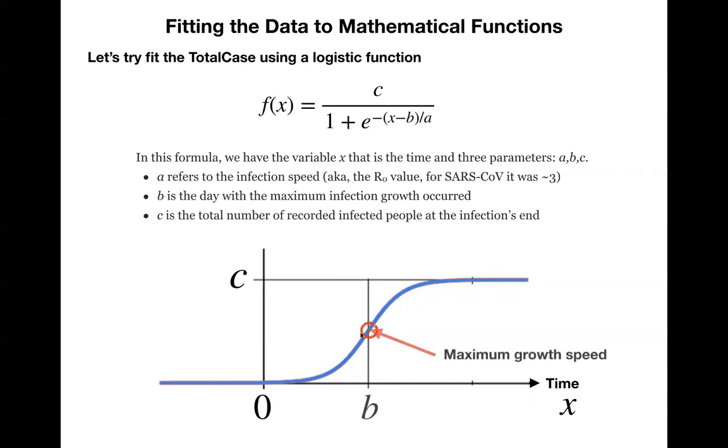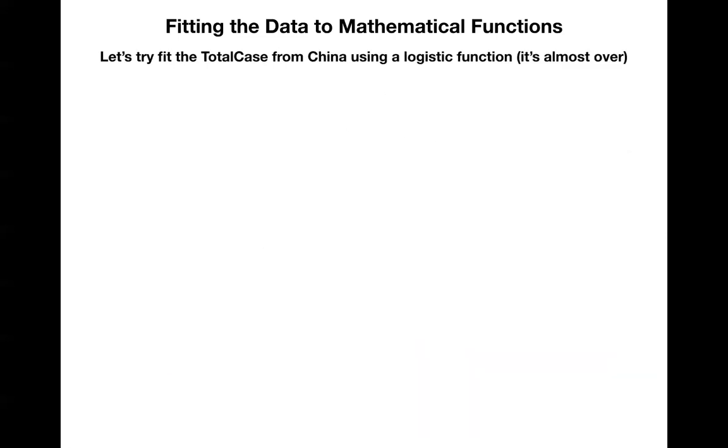All right, so b is also very clear. b is exactly where the maximum growth speed is. After this b point, the growth actually decreases, and you can see that this curve becomes flatter and flatter and eventually saturates. So b is exactly where the maximum growth is. So we have all the meanings for this curve, a, b, and c, and we can use them to predict.